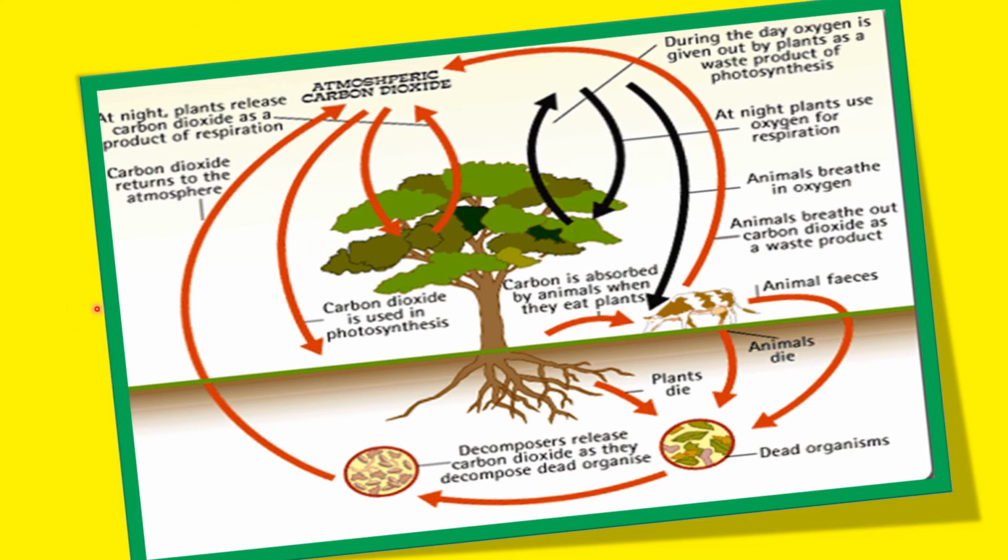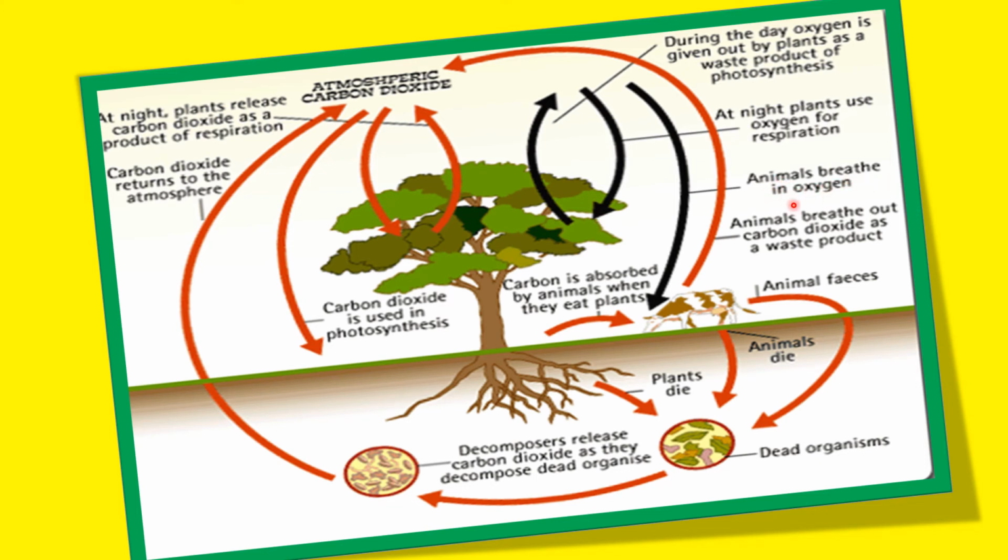Now in this slide, I have given a special diagram showing the total cycle during photosynthesis and respiration of a plant. I am starting from here. During the day, oxygen is given out by plants as a waste product of photosynthesis. This arrow represents this. At night, plants use oxygen for respiration. So this opposite arrow represents this.